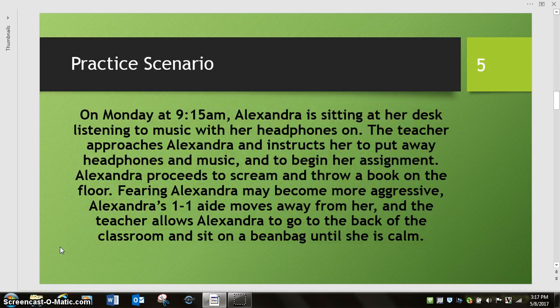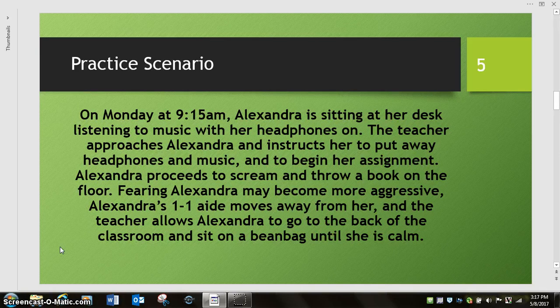Okay, it now would be a good idea if you have a piece of scrap paper handy, or maybe do this mentally. We're going to read over the practice scenario and give you some time to formulate the sequence of ABC data on your own.